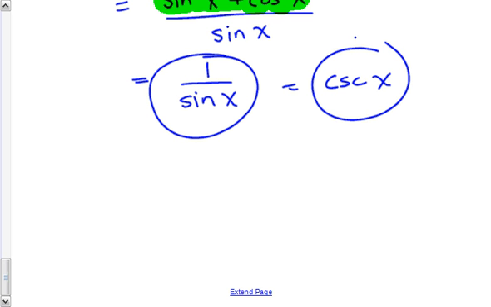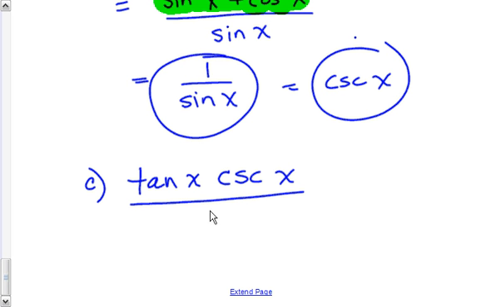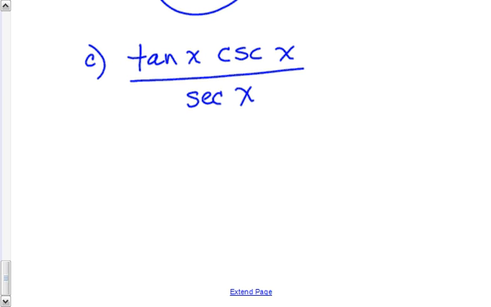Y'all try this one. See how far you get. It can't get too long, but it's just algebra. Tangent of x, cosecant of x, all over secant of x. Put it in terms of sine and cosine and simplify.